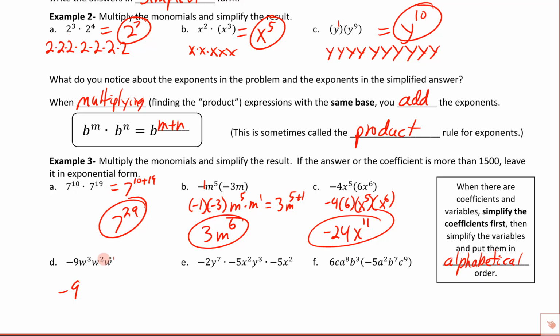These together, 2 plus 1 is 3. 3 plus 3 would be 6. So altogether we have 6 w's that are multiplied together. So we're going to write that as w to the 6th. So -9 w to the 6th, and that's it. All right, let's take a look at this one right here.